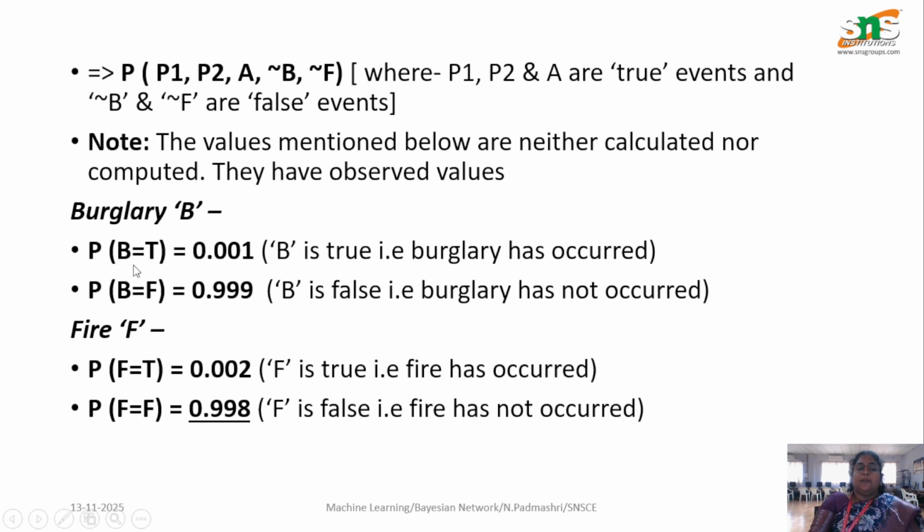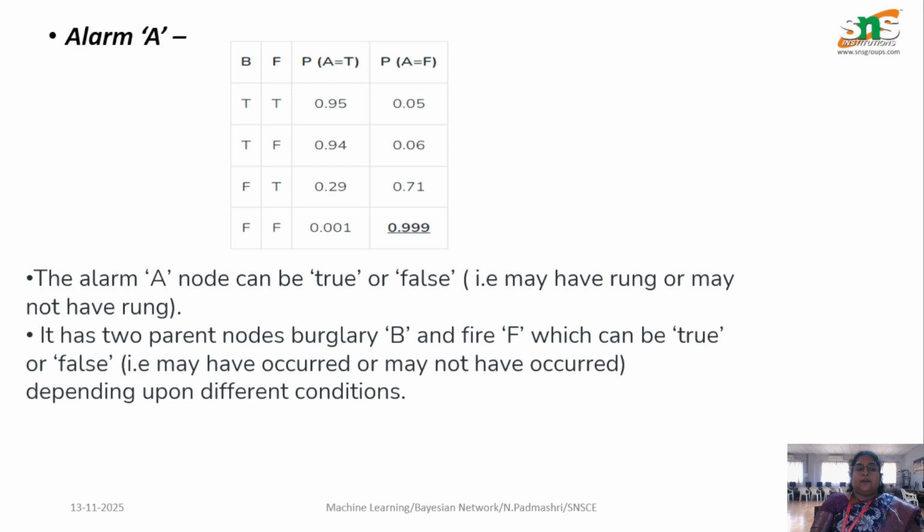So for B, burglary, the probability that burglary is true, we have taken some value, and for burglary false, we have taken another value. The same for fire: probability of F equal to true, fire has occurred, and F equal to false, fire has not occurred. These are the conditions we are going to take, and the values are written here.